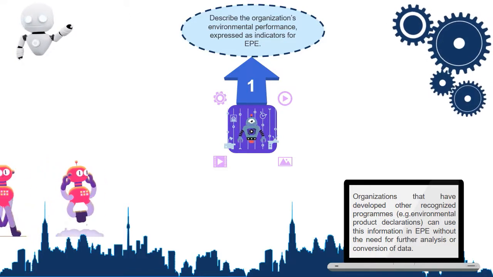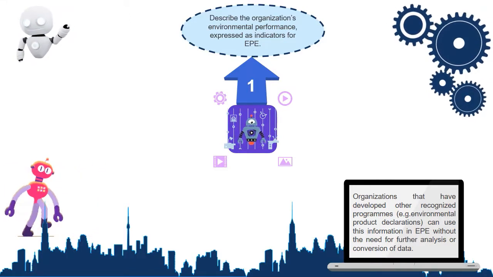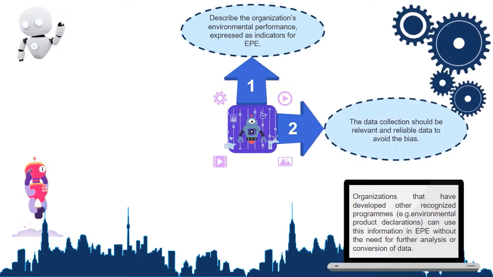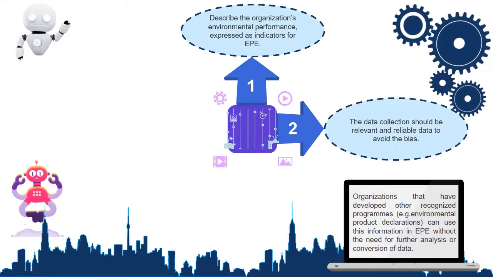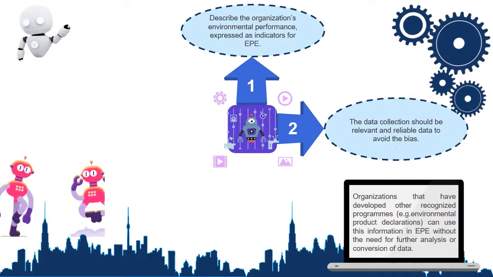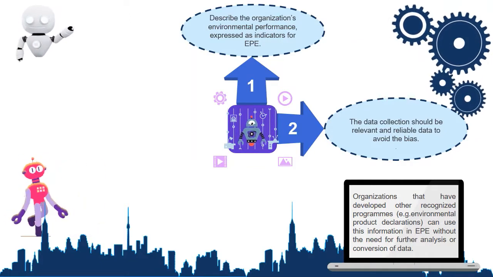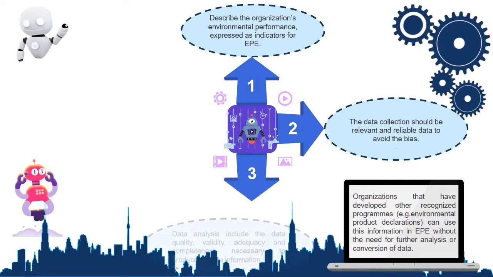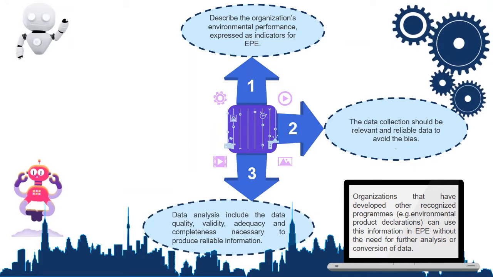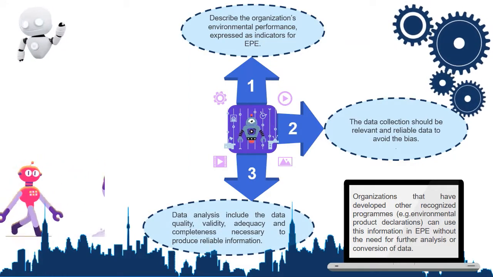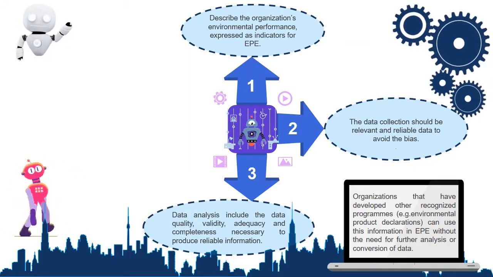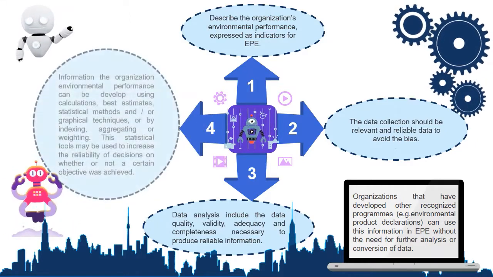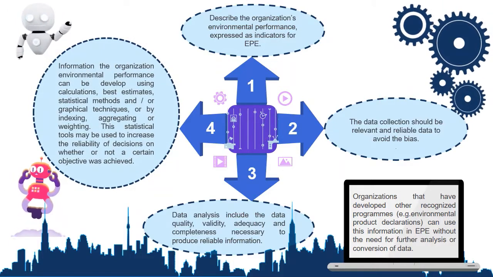First, describe the organization's environmental performance expressed as indicators for EPE. Second, the data collected should be relevant and reliable to avoid bias. Third, data analysis should consider data quality, validity, adequacy, and completeness necessary to produce reliable information.